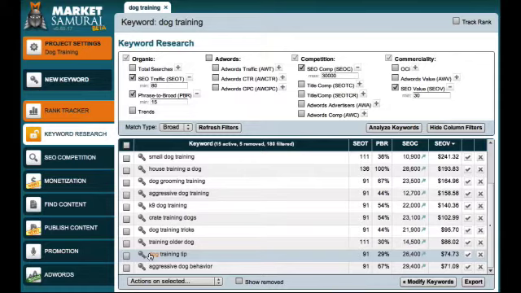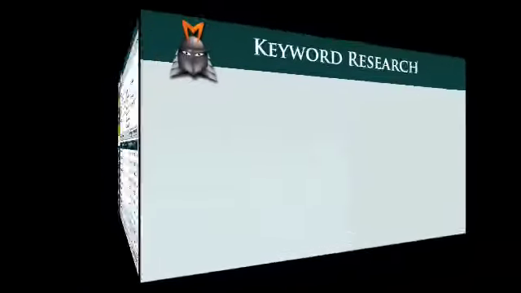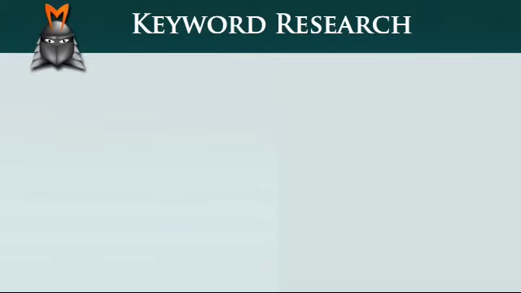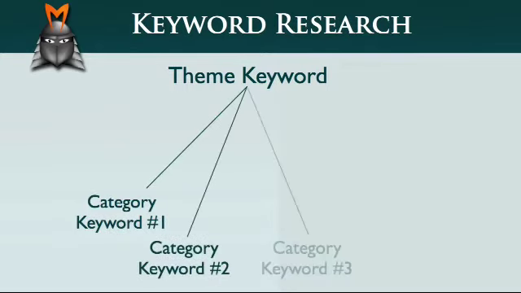These are my gold nugget keywords. They are relevant, they have good levels of traffic, acceptable levels of competition, and high levels of commerciality. An effective way to construct a website using these gold nugget keywords is to select one of them as your main theme keyword, which becomes the primary focus of your website, and then use the other keywords as category keywords.